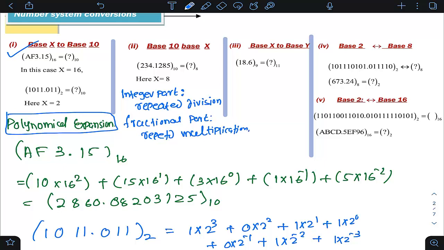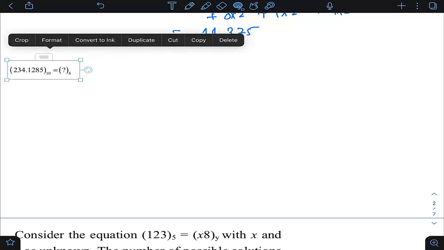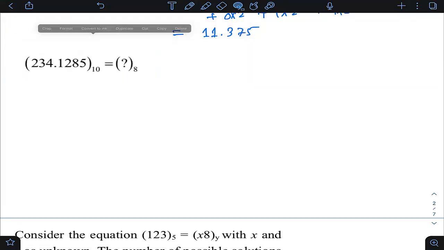What is the meaning of this? Let us understand by taking this example, then we'll get the clarity. What is the meaning of this repeated division and all these things I'm saying? Okay, so you need to solve this problem.